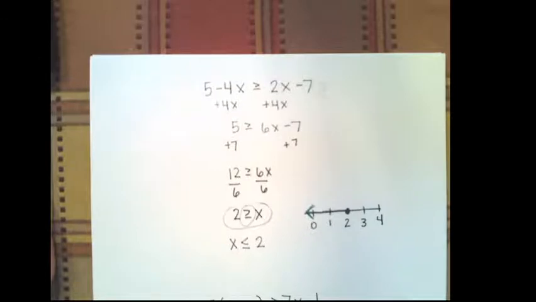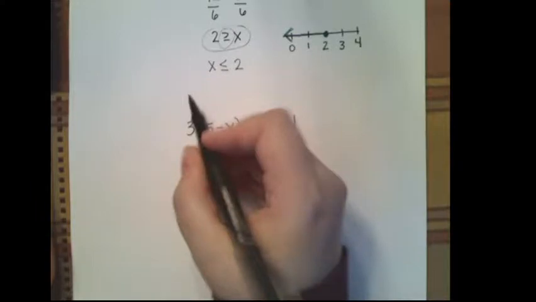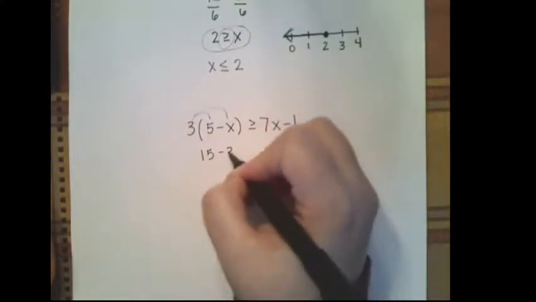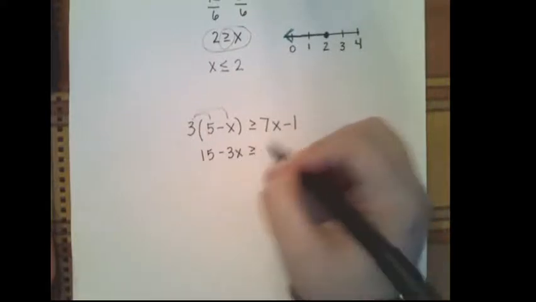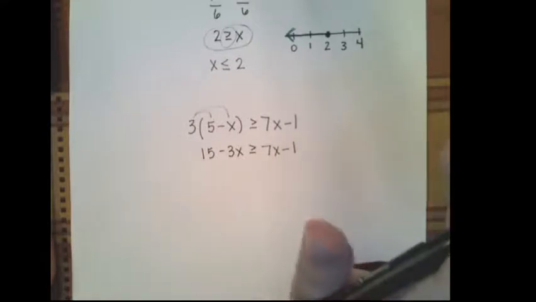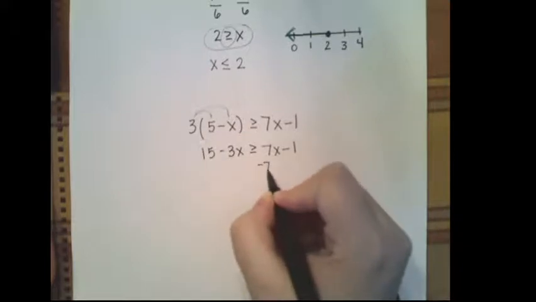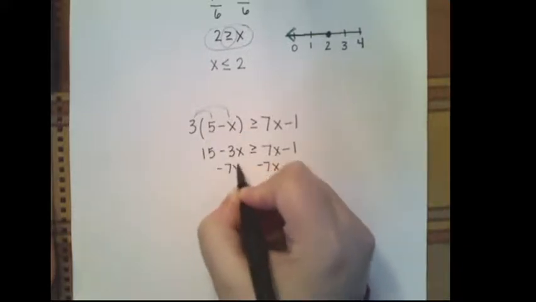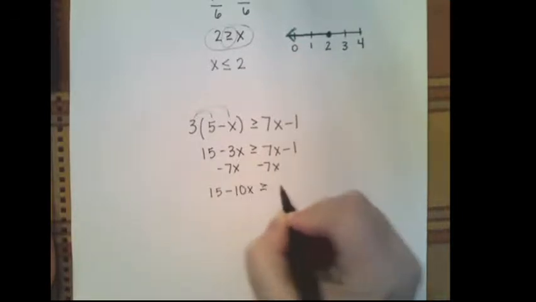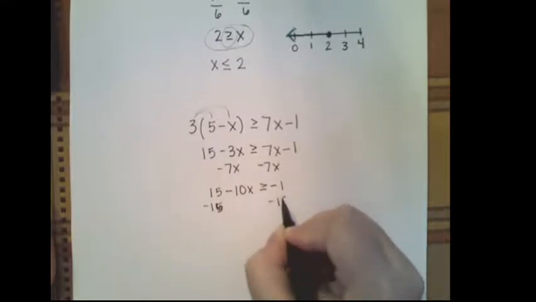The next one we're going to talk about is one like this. Our step 1, distribute, so we have 15 minus 3x is greater than or equal to 7x minus 1. I'm going to do this one a little bit differently. Normally I'd add 3x, but this time I'm going to subtract 7x. 15 minus 10x greater than or equal to negative 1. Oops, subtract 15.